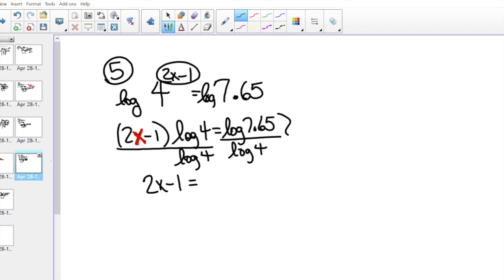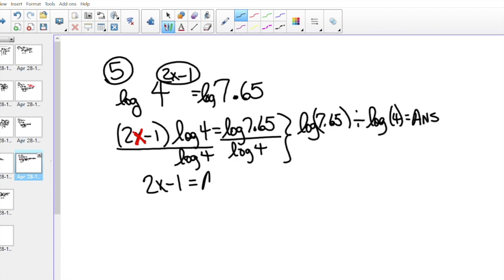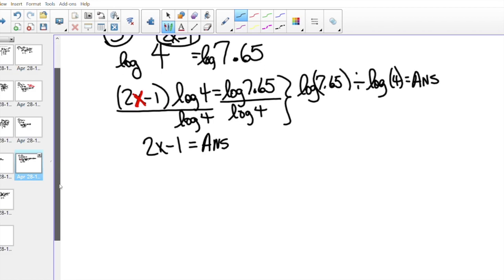Now you put that in your calculator. Log 7.65. Now be certain that you have the number 7.65 in parentheses. Log of 4 equals. And we don't write that answer down because we've got to continue on. Now remember, I do not want you to round that off. I want to leave it on the calculator. Leave it now, because we're not finished solving for x.